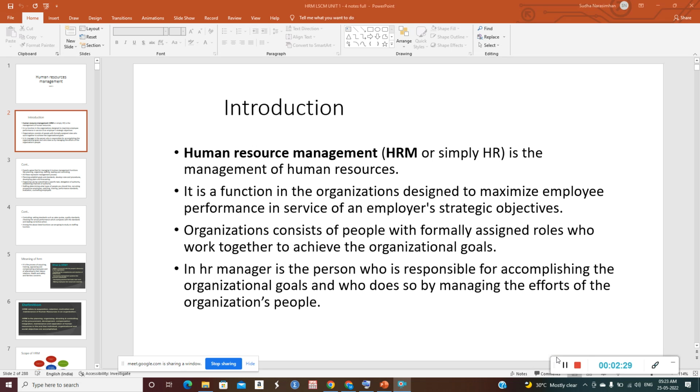In the whole process that happens in human resources, the HR manager is said to be the person who coordinates the work. The HR manager is the person who is responsible for accomplishing these goals, and he also manages the efforts of the people. So he knows who is doing what, what they are doing, and how to go about it.